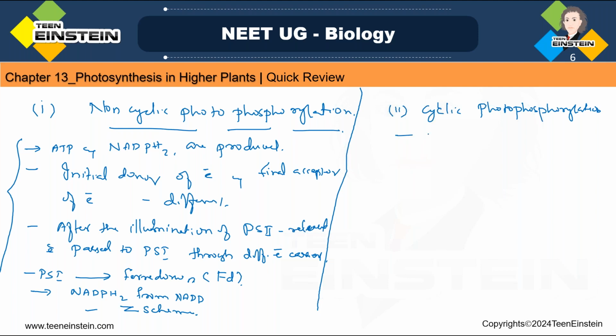Okay, next, the cyclic photophosphorylation. In cyclic photophosphorylation, the initial donor and the final acceptor of electron are the same.